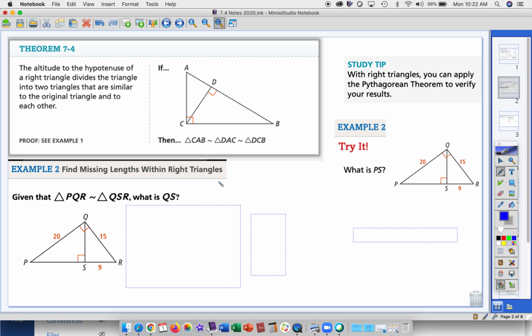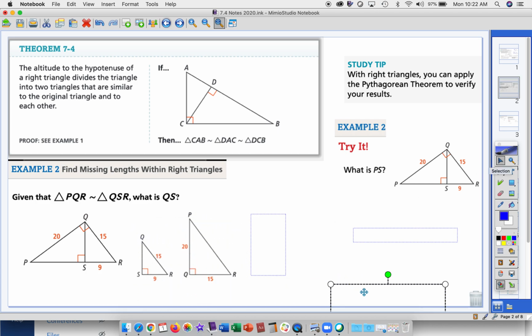So find the missing lengths within right triangles. Given that triangle PQR is similar to QSR, what is the length of QS? Okay, first of all, I'm going to separate the 2 triangles. And this is a good idea. You may want to do this until you get used to visually separating them in your mind, if that's possible. If not, you can always just keep drawing them separately.